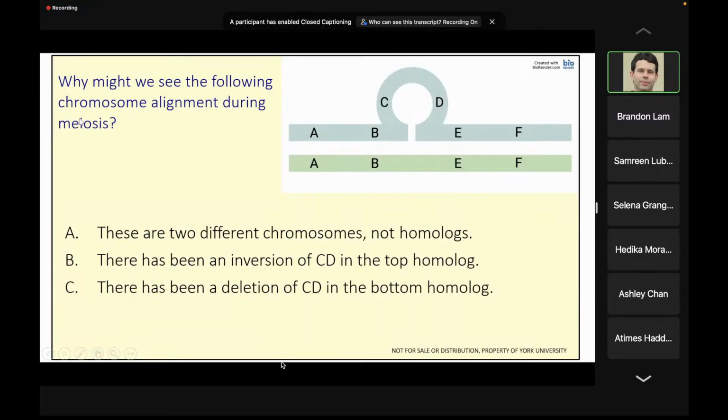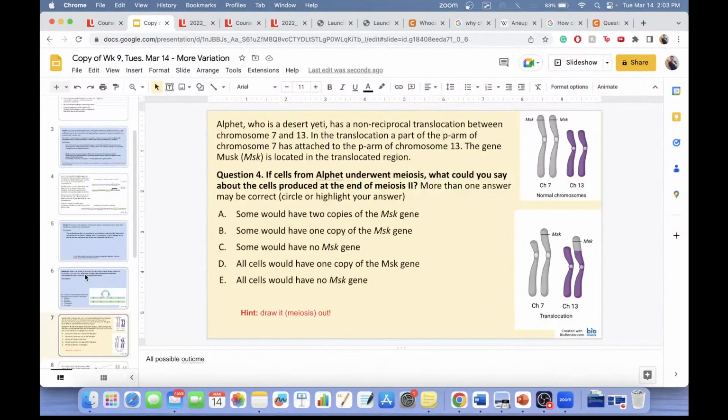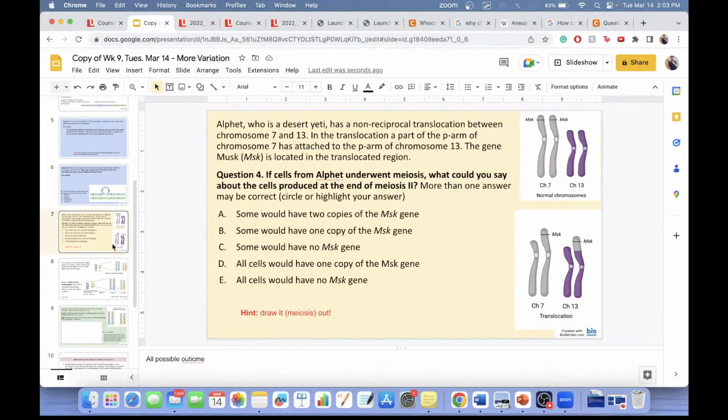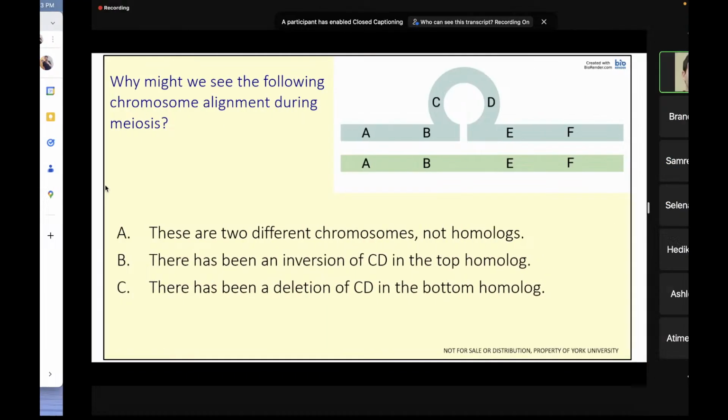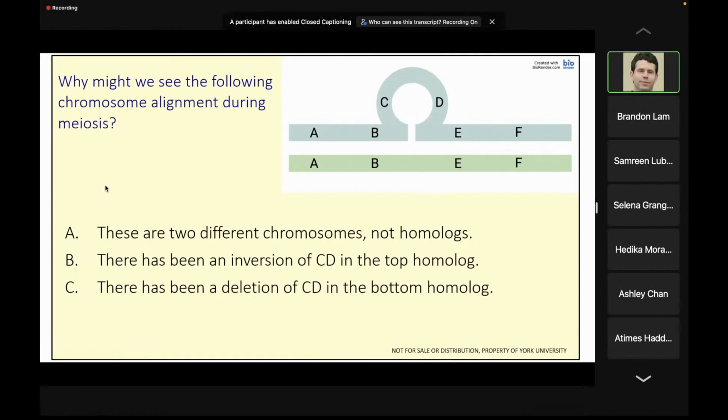Why might we see the following chromosome alignment during meiosis? So what was your take on that? These are 2 different chromosomes, not homologs. There has been an inversion of CD in the top homolog. There has been a deletion of CD in the bottom. Okay.